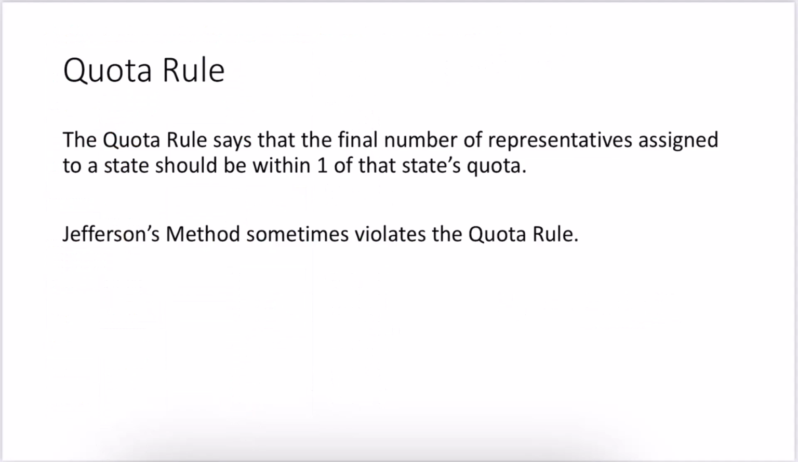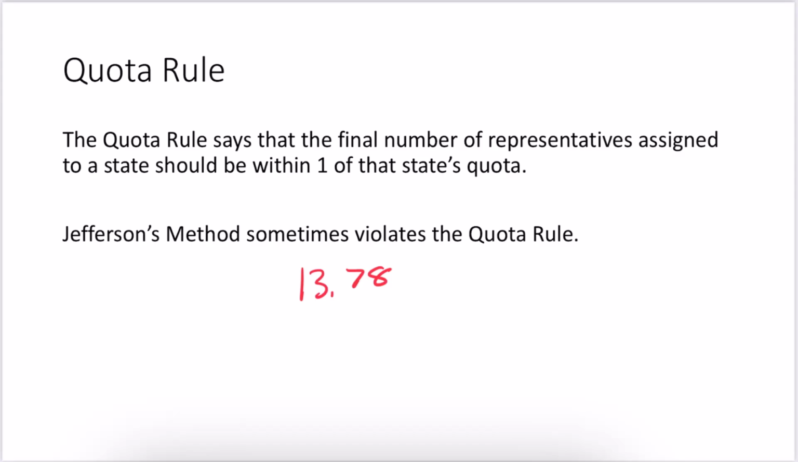But Jefferson's method has its own issues because sometimes it will violate the quota rule. So remember, the quota is basically where you take the state's population and divide by the standard divisor. So let's say you had a state that had a quota of, I don't know, like 13.78 or something like that. This would be the quota of that state. And the quota rule says that the number of representatives that should be assigned to this state should either be 13 or 14. So essentially it should be within 1 unit of the quota, which is like the decimal number.